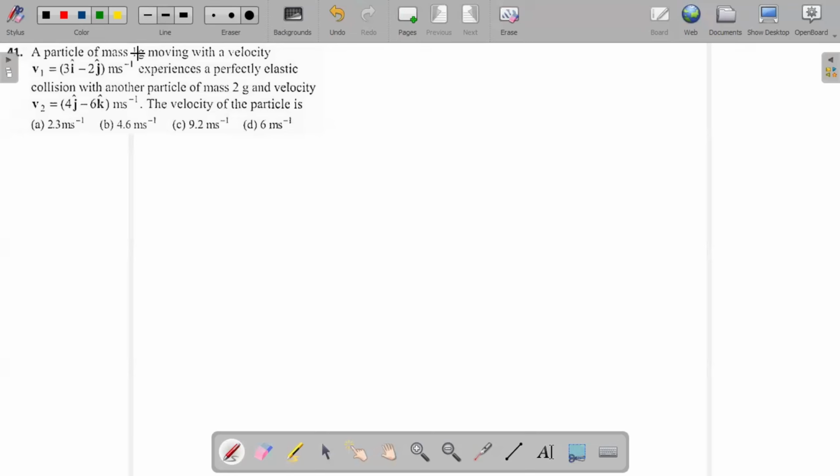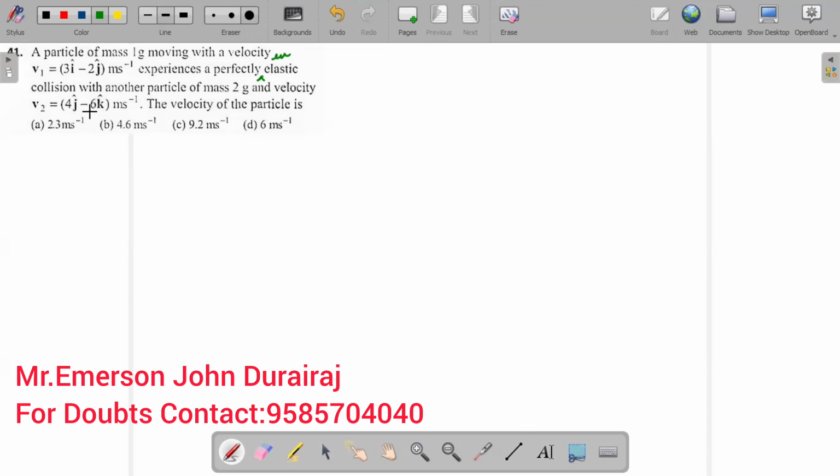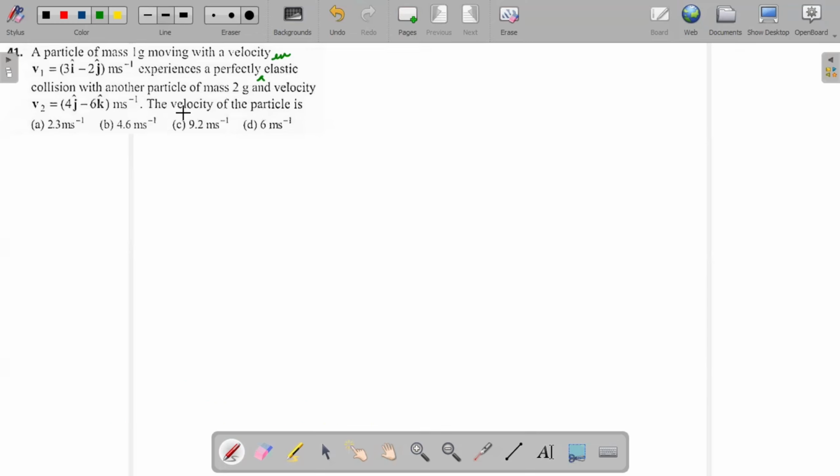A particle of mass 1 gram, moving with velocity 3i minus 2j meter per second, experiences an inelastic collision with another particle of mass 2 gram with a velocity 4j minus 6k meter per second. Find the combined velocity of the particles. There was a mistake in this sum, but anyway, it is an inelastic collision.